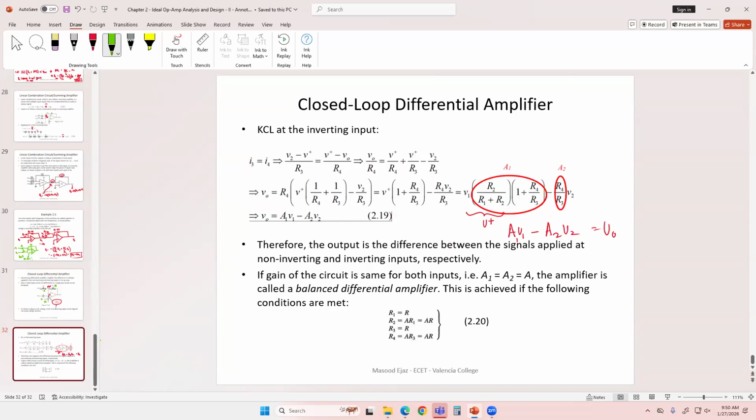And that is called a balanced differential amplifier. That is, the gain of each input is the same. When it is the same, it is called balanced differential amplifier.